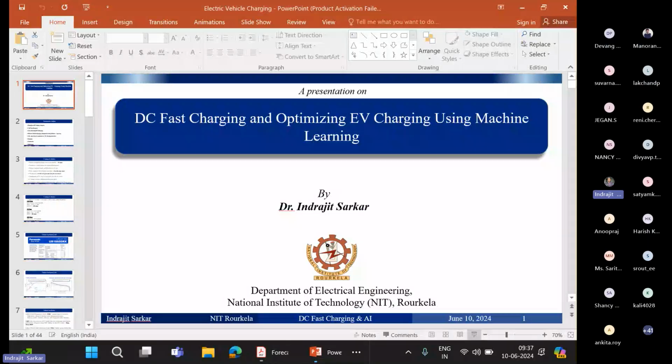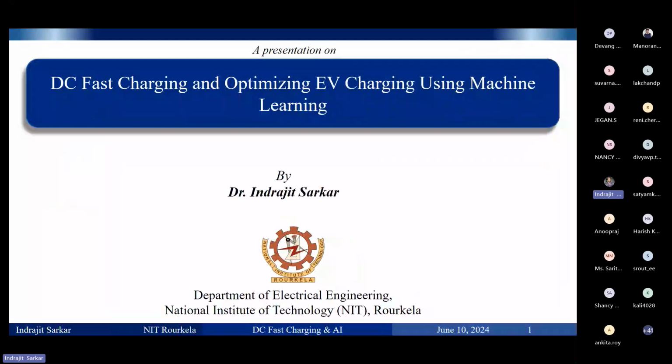Can you see my screen? Yes, the screen is visible to us. It is in full screen now. Yes. So I can start now, right? Yes, you can start.